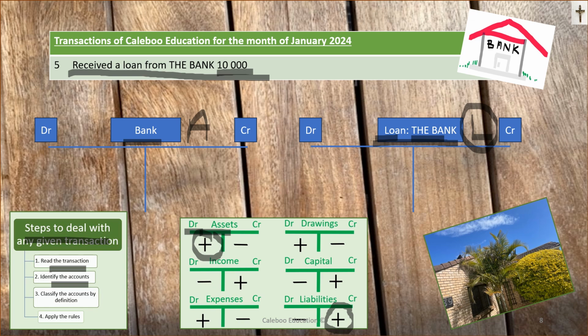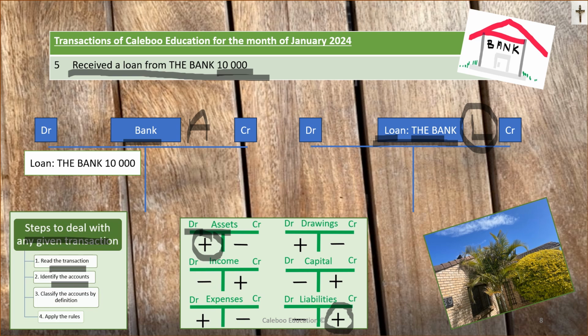But what we're recording with this transaction is just receipt of the loan. The business is getting the loan. How do we record it? It's day one. So let's see how it is recorded. The two accounts involved, bank and the loan with the bank.